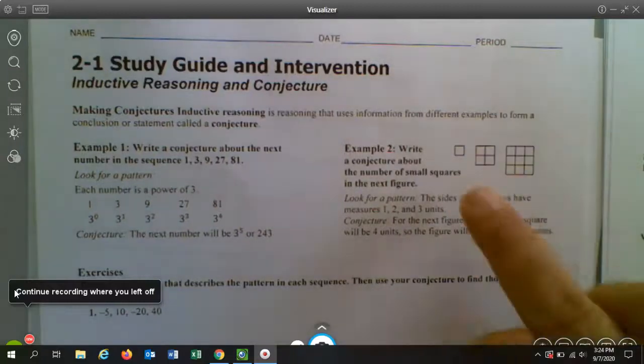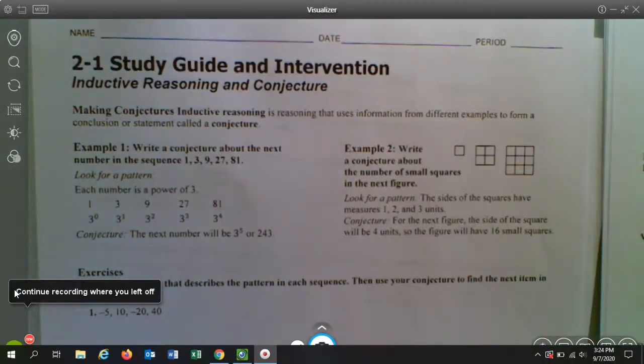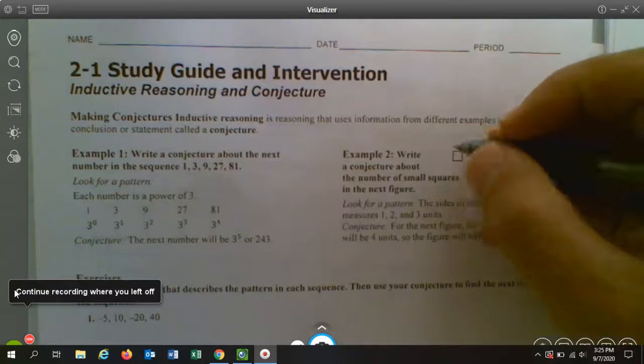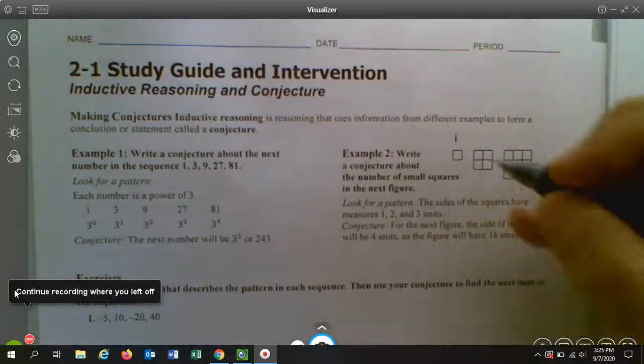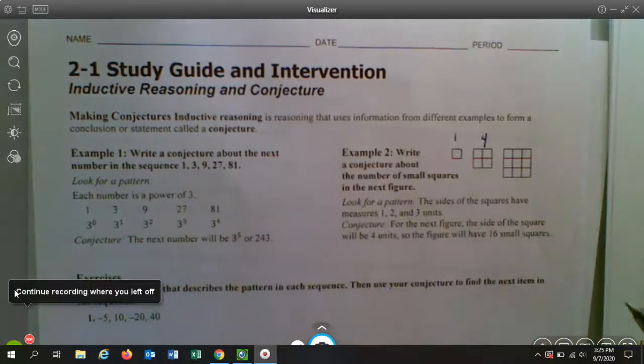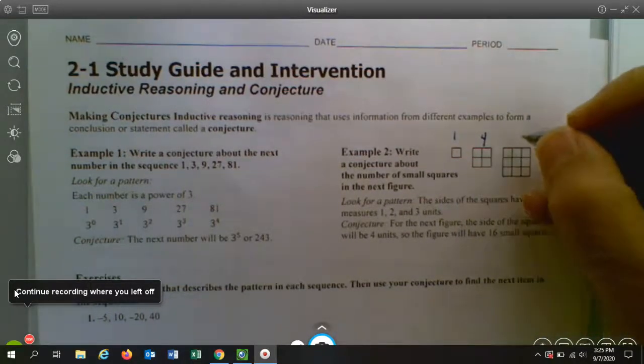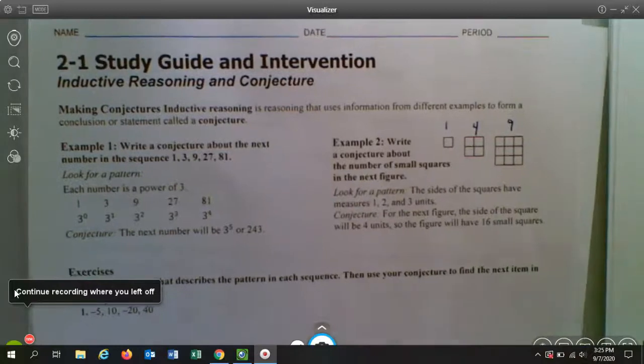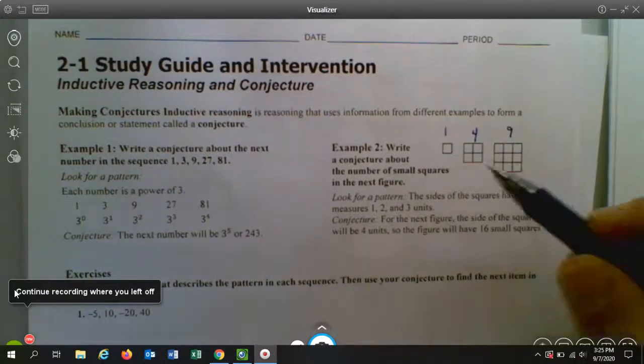So same thing if you looked at another example going on over here with these squares. So write a conjecture, or you could say make an assumption about the number of small squares in the next figure. If I was going to draw a fourth figure, how many squares do you think would be in that next drawing? And you would say, well, let's see, there's 1 square here, there are 4 here, the next one has 9 little squares in it. So if you were going to make another drawing, let's see what this pattern is.